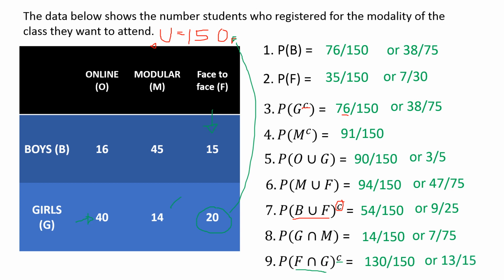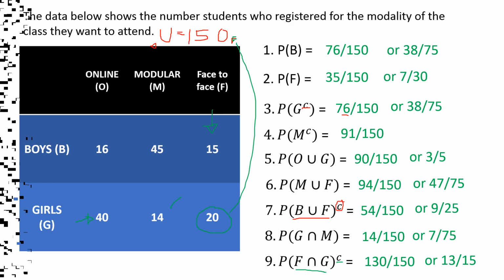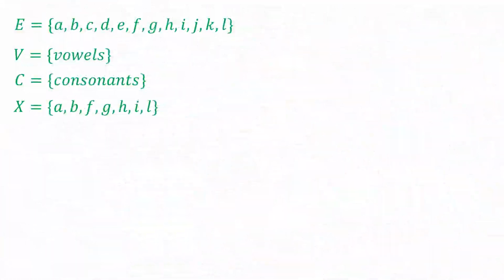Okay? So, hope you are following the concept and the process in dealing with the probability of union and intersection of events. Let's have a different set now. The last set. So this time, let us have the elements written or listed. So we do have set E. We do have A, B, C, D, E, F, G, H, I, J, K, L.